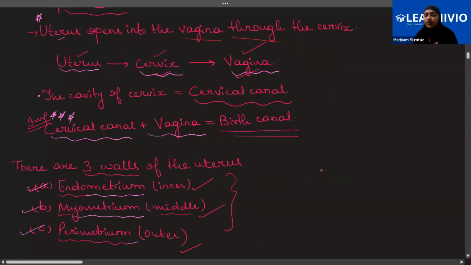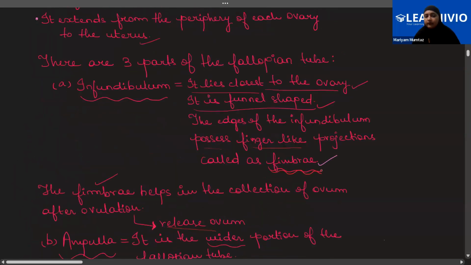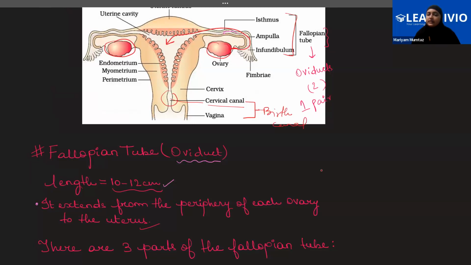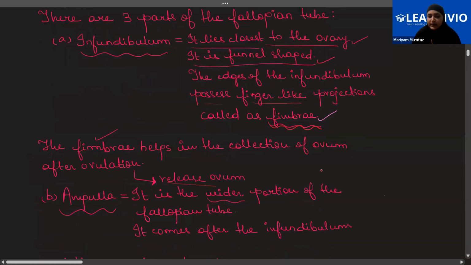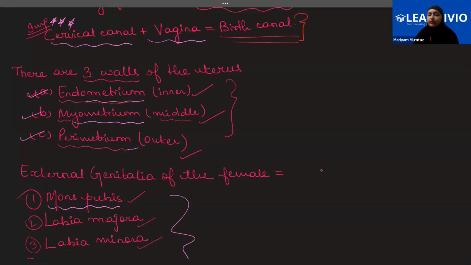The cervical canal along with the vagina is known as the birth canal. This is where the fetus is born from. Why birth canal? Because this is where the fetus is expelled. Now, the uterus has three walls. The inner wall is endometrium, the middle wall is myometrium, and the outer wall is perimetrium. So three walls are there.